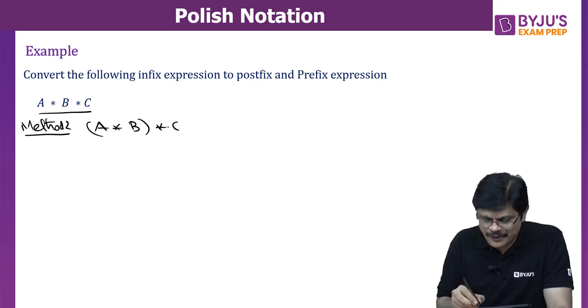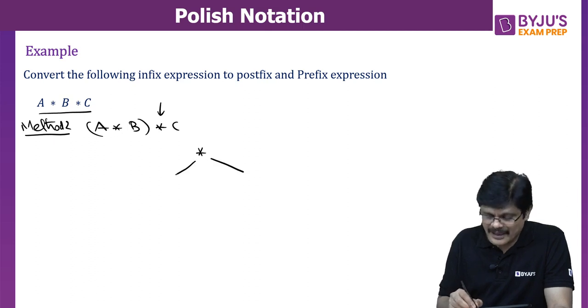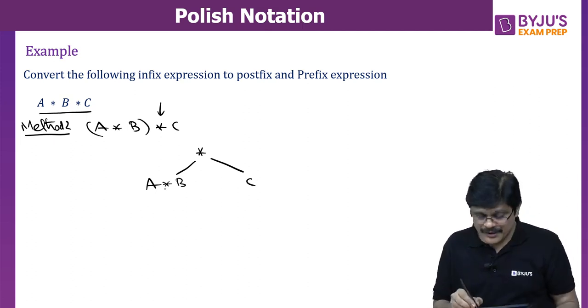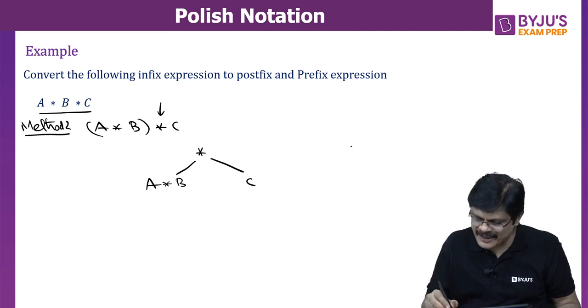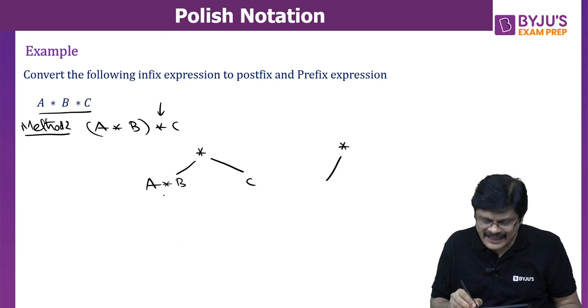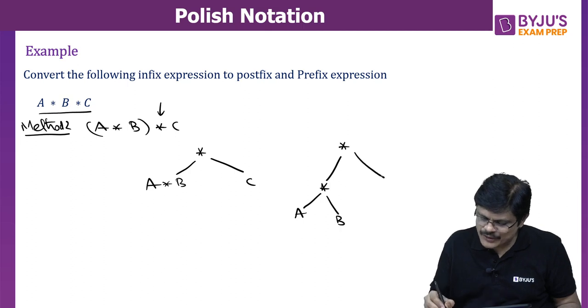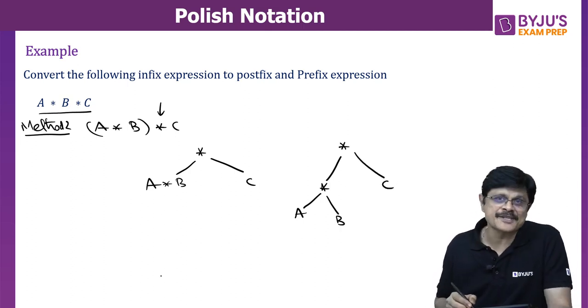So what you do, you try to write the expression tree for this. So what is the final operator here? This is final operator. So this is operated on left, which is A star B, right, which is C. Am I clear? Now write this A star B. How you write this A star B, my dear friends? Again A star B, you write the expression tree for this. Star A B. So this is how we can construct the expression tree.